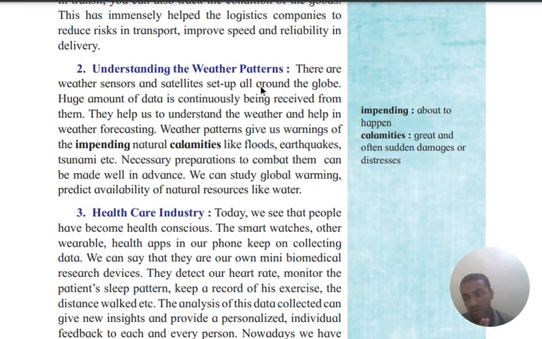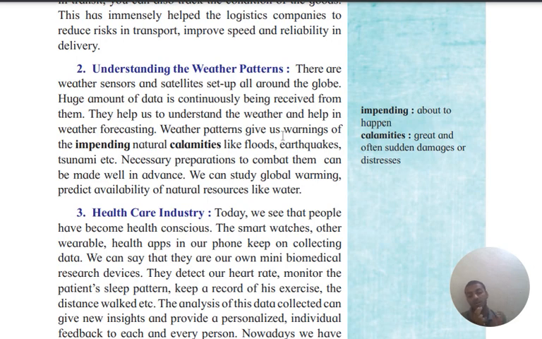Obviously, once we understand a tsunami is going to take place, we will prepare, right? We can study global warming and predict the availability of natural resources like water. So in short, I can say that the data is useful in understanding the weather pattern.